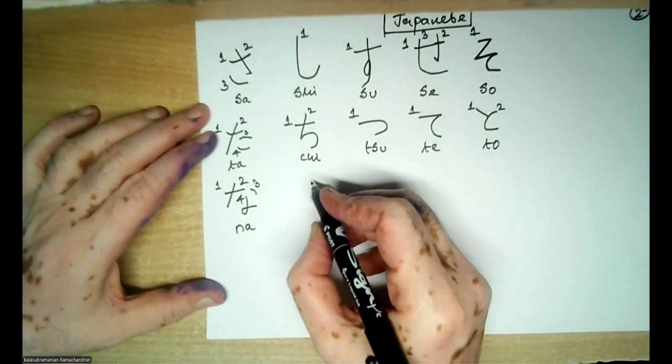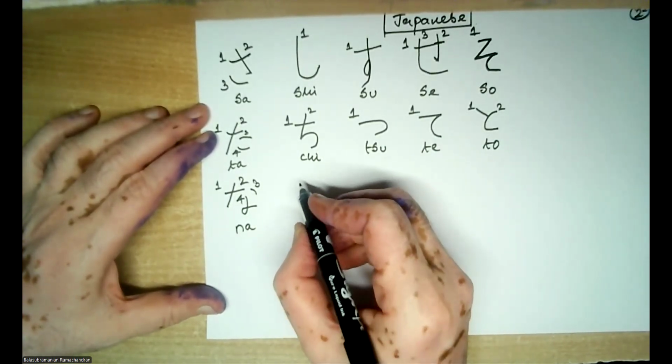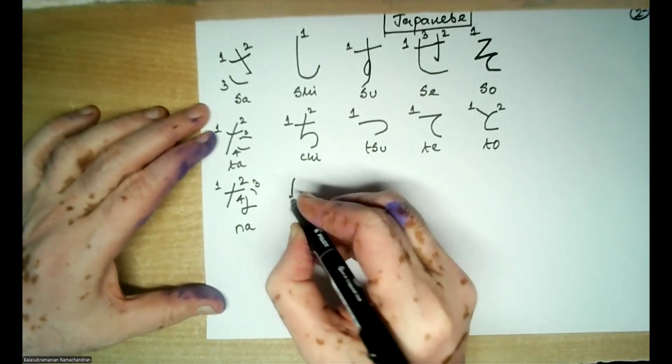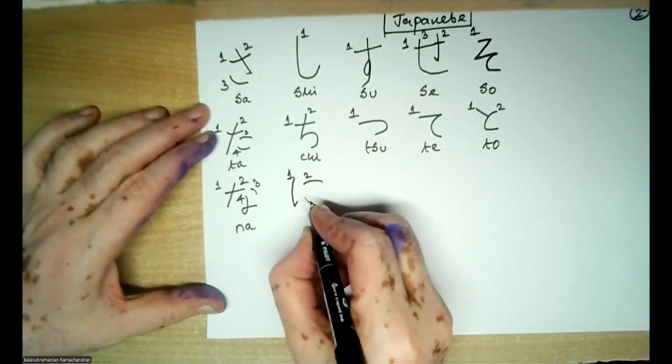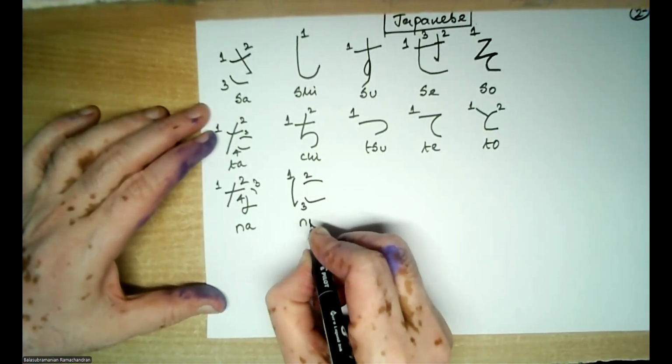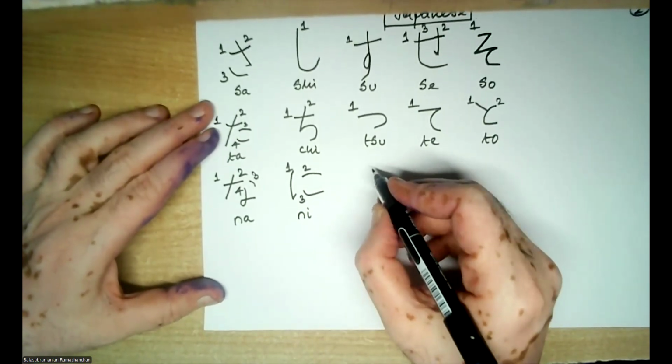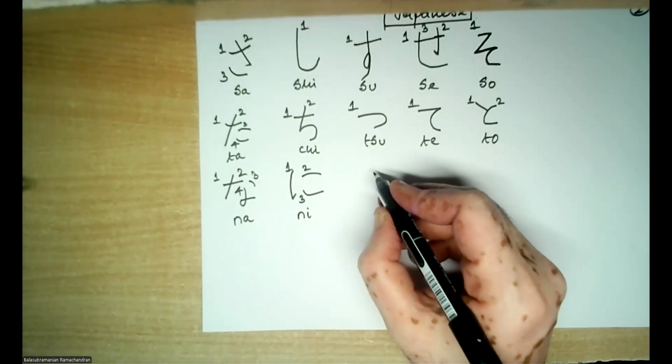And then let's come to the next letter. Ni. Stroke 1. Stroke 2. Stroke 3. Na. Ni. Let's come to No.